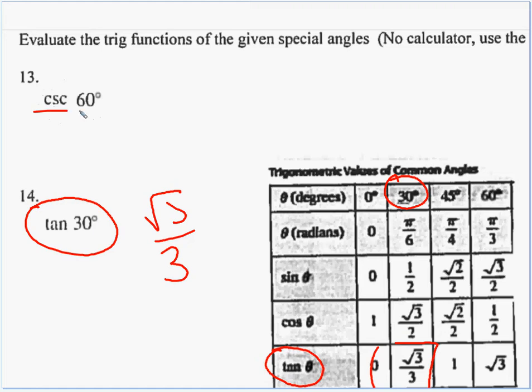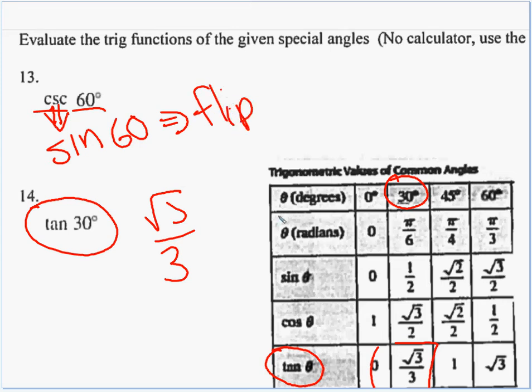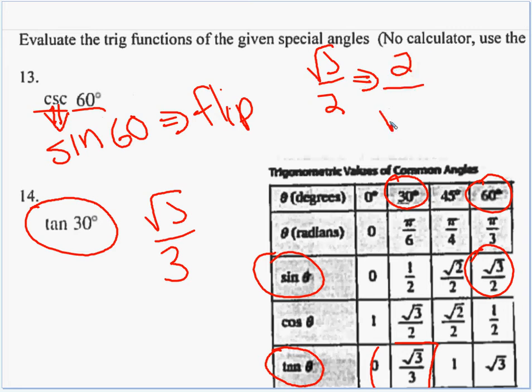Above 13, cosecant 60. Well, cosecant is not on the table, but its reciprocal, sine, is. So we're going to find the sine of 60, and whatever the sine of 60 is, we're going to flip it over. So here's sine, here's 60. That is root 3 over 2, but we want to flip that to get cosecant. So that will be 2 over the root of 3.